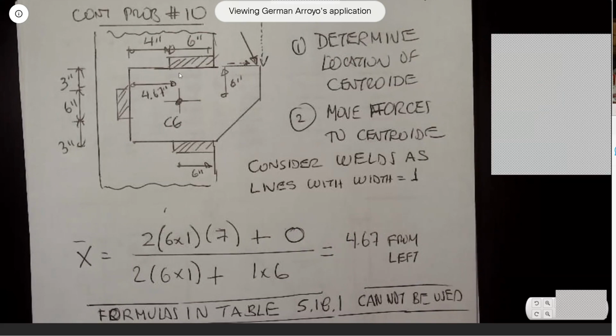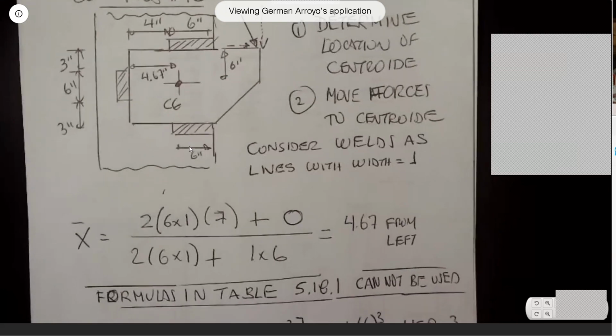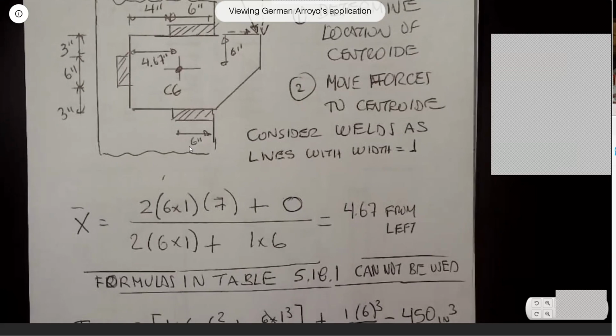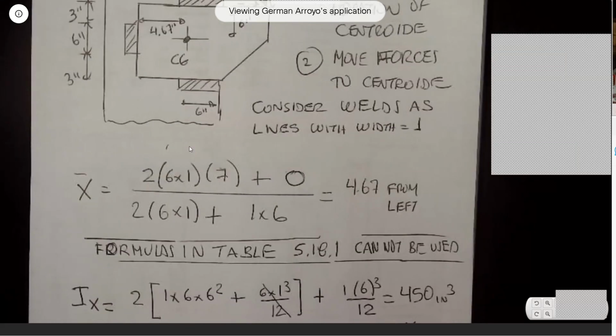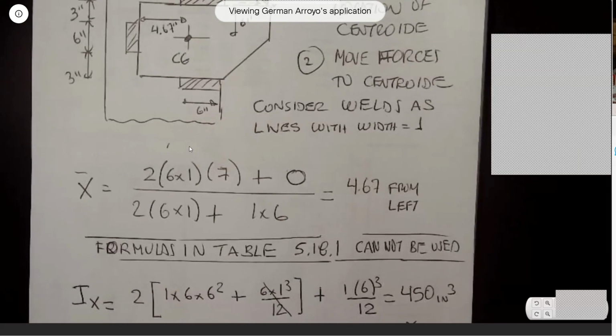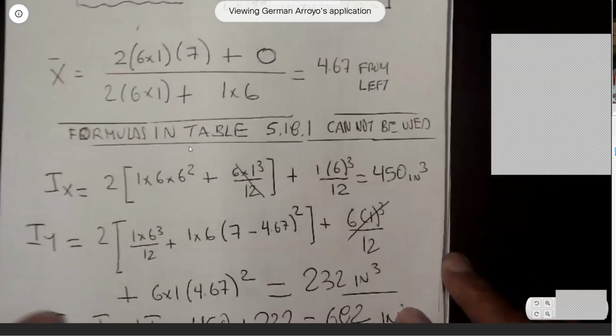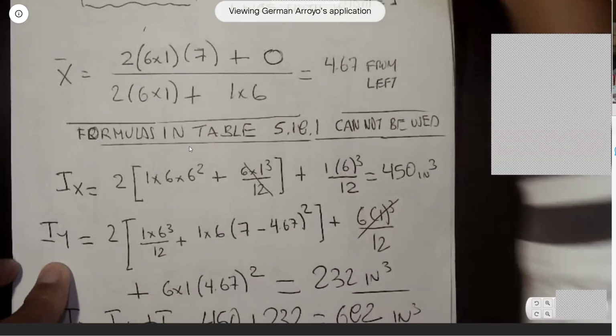Yes, I'm using the left side as a reference. You can see here the answer. So we found the location X bar. Remember that this is 0 because it doesn't have a dimension. It's just a line. And so 4.67 from the left. And I put in here a note that the formula cannot be used. So I'm going to compute I sub X, and I'm also going to compute I sub Y. I'm going to find I sub P in here.